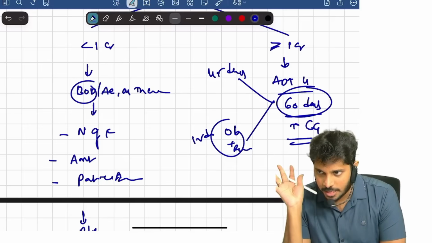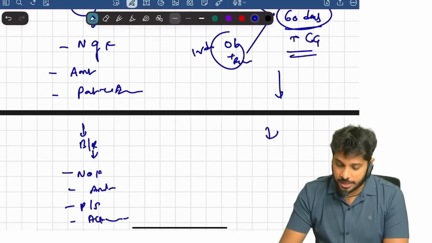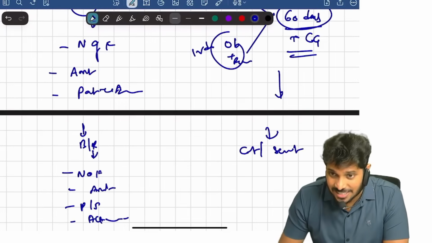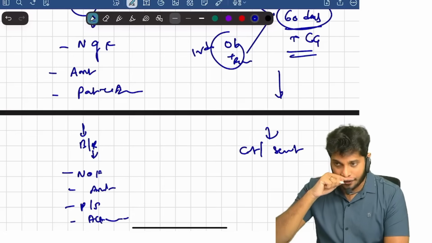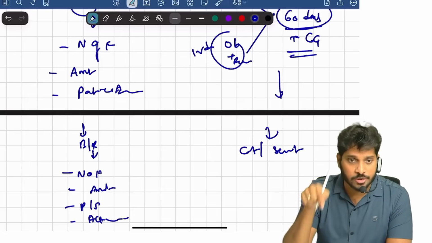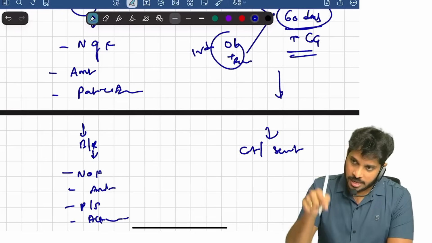Clear? Yes or no? Now this particular duty is applicable for cost auditor and secretarial auditor as well. Cost auditor appointed under section 148, secretarial auditor appointed under section 204, they are also liable for reporting of fraud as per this particular ADT 4.